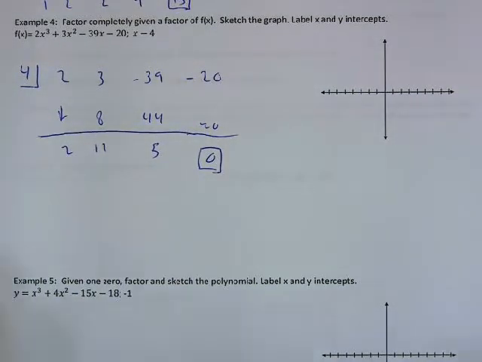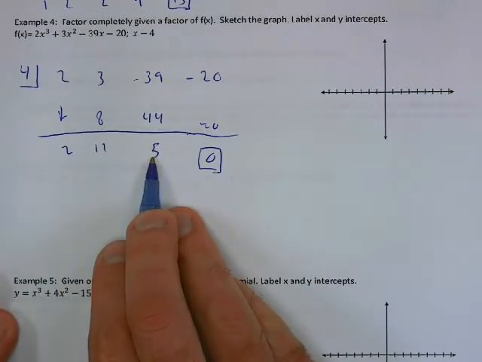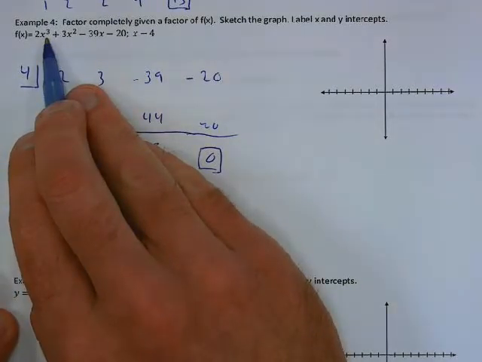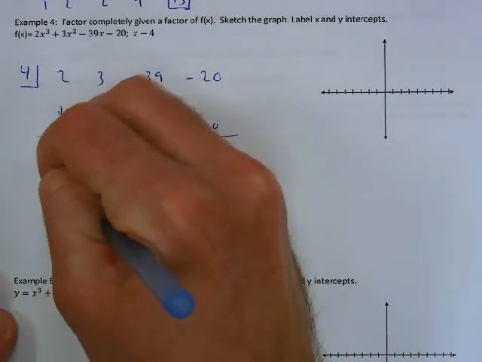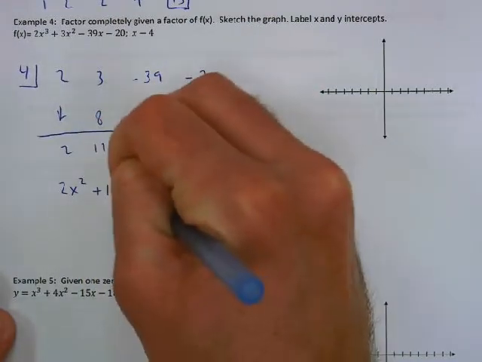All right, and then what are we left with? 2, 11, and 5. So those are the new coefficients in front of our x values. Remember, we want to reduce the power of x by 1. So instead of starting at x cubed, I'm going to start here with x squared. So now I get 2x squared plus 11x plus 5.